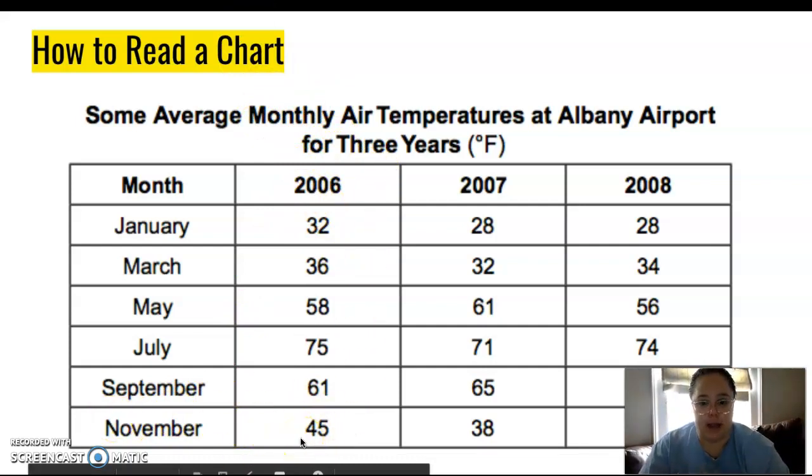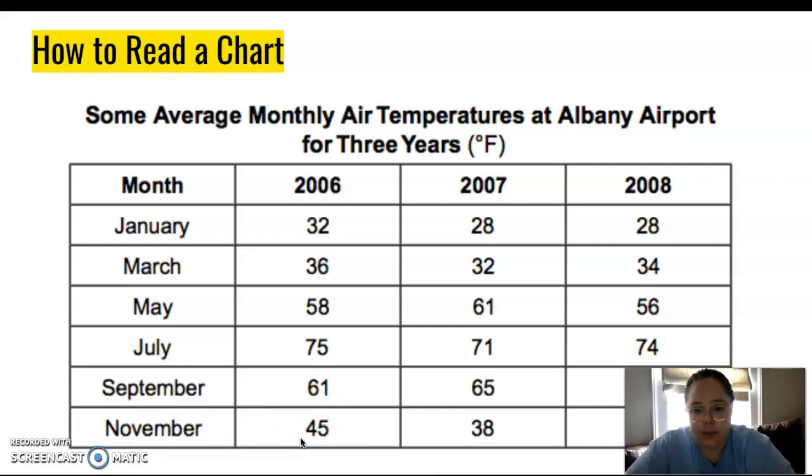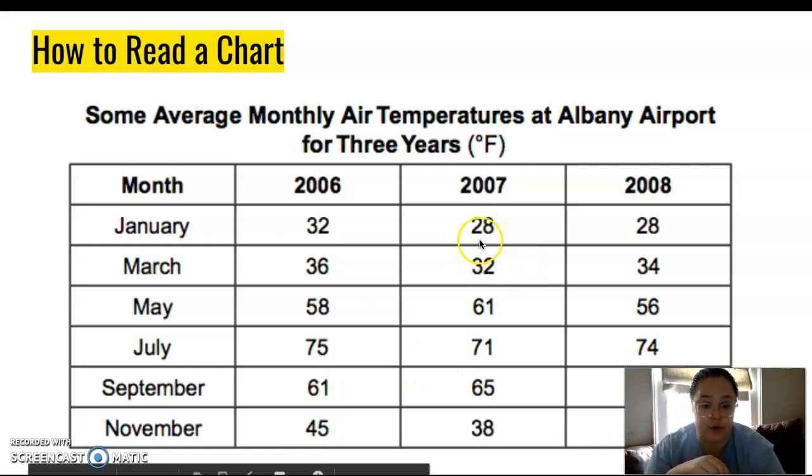All right, on your own right now, I want you to try to find the average temperature of March 2007. So find March, find 2007, match them up, and you should have gotten 32. Okay, we'll try one more.